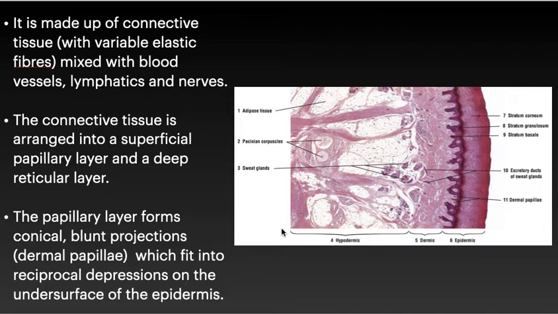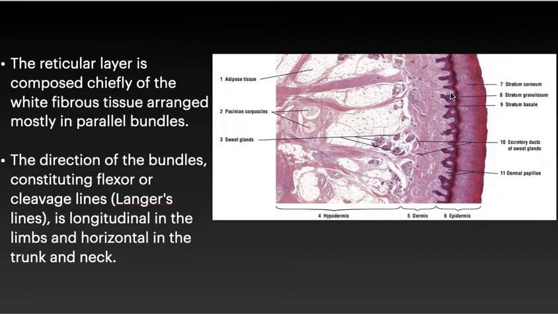Also, the dermis here is made up of connective tissue with variable elastic fibers mixed with blood vessels, lymphatics, and nerves. The connective tissue is arranged in a superficial papillary layer and a deep reticular layer. The papillary layer forms conical blunt projections called the dermal papillae. This is the dermal papillae, the tongue-like projections which fit into the reciprocal depressions on the undersurface of the epidermis. Here they are more clear.